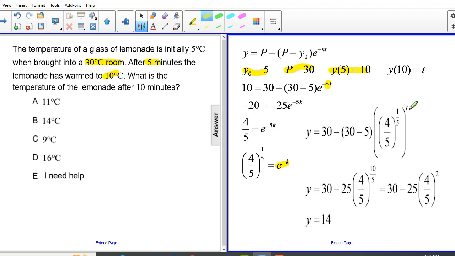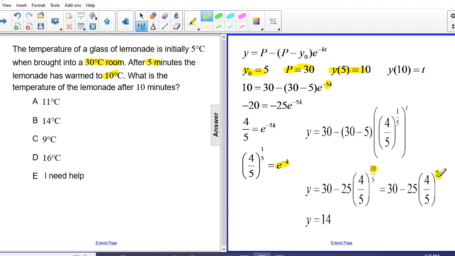It's important to note that my goal here is to find the value of the temperature y when t is equal to 10. Making that substitution gives us this equation. I replace t with 10, and 10 over 5 gives us 4/5 squared.